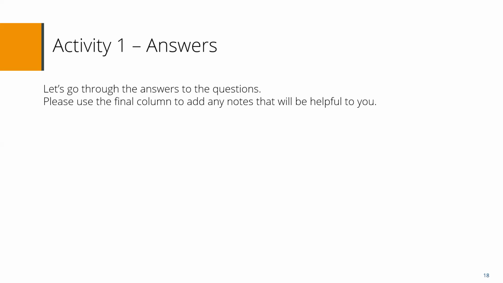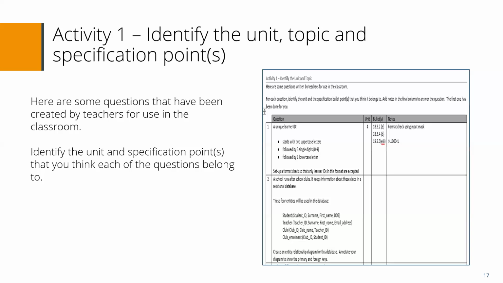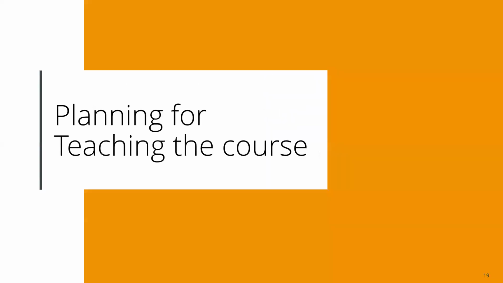The first one we have there is a unique learner ID. We did that one for you; that was in the exemplification, if you remember. Then we have a school runs a database, and we think that will be from Unit 1 of the course, preparation theory and stuff like that. Explain a difference between symmetric and asymmetric encryption.